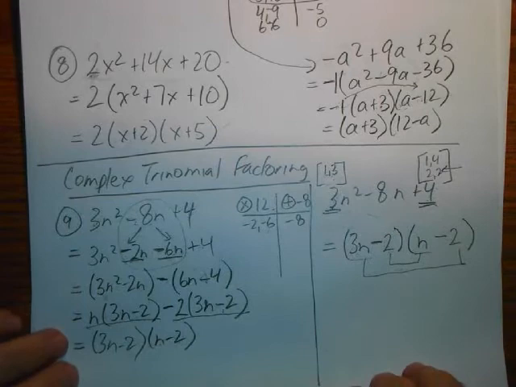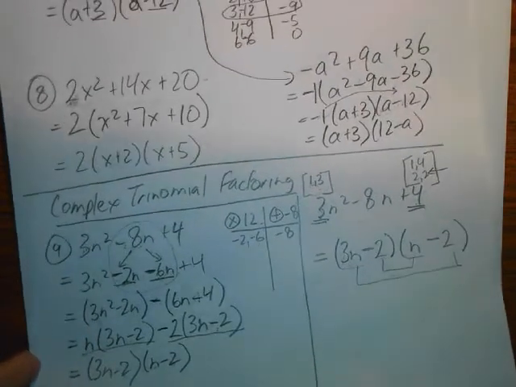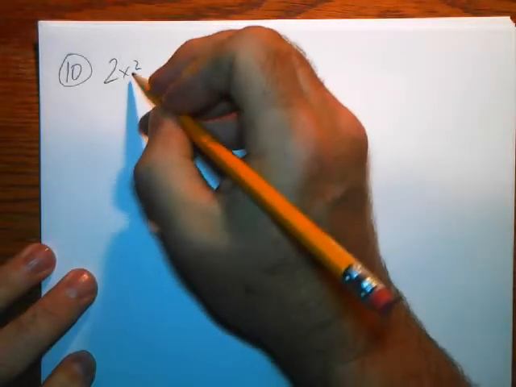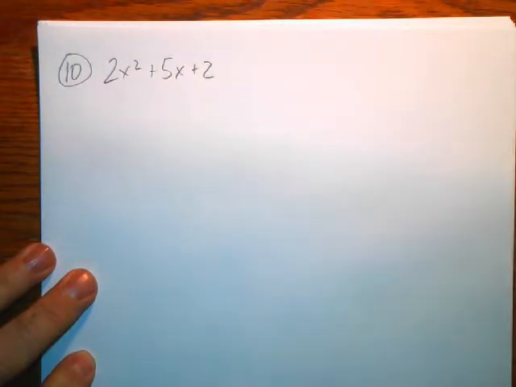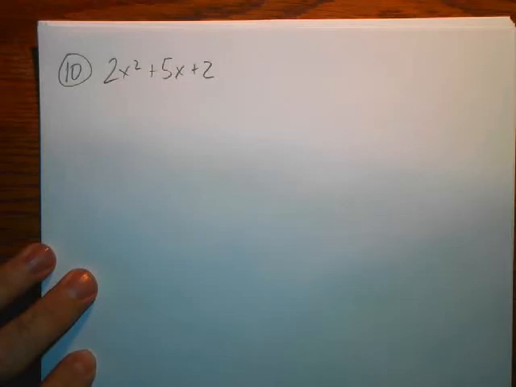All right, so let's go to another example here. We've got question 10. I've got 2x squared plus 5x plus 2. I'll do one more question where I use both methods, and then from then on I'm going to use just the intelligent guess and check. So I'll start off here with decomposition. I'll do intelligent guess and check over here.